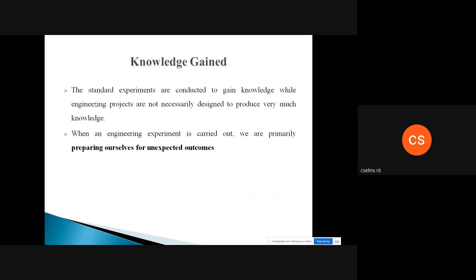And knowledge gain. In standard experiments they focus only on the knowledge, but in engineering as experimentation we focus on the outcomes. Only the outcomes we are focusing on, not the knowledge. Of course we will get the knowledge, but our focus is only on the outcomes, whether the outcome was correct or unexpected. If the outcome was not expected, we have to backtrack the project and do it again.